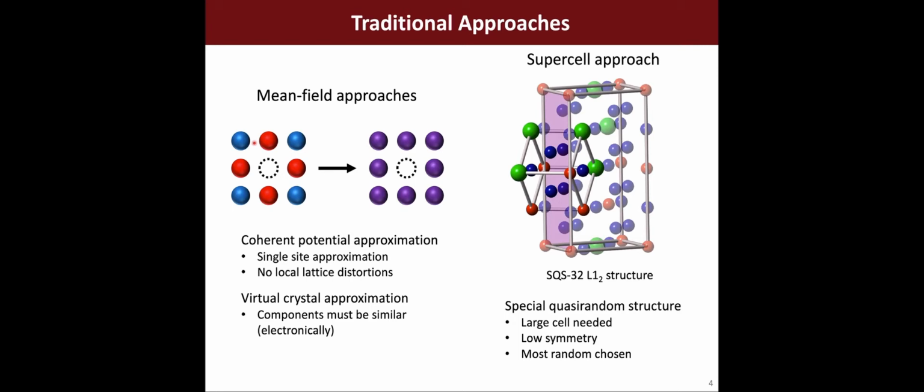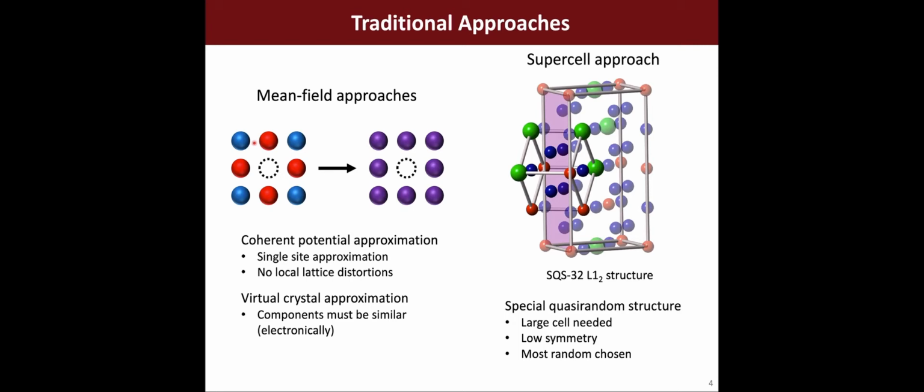Another approach that's very popular in the literature is a supercell approach called special quasi-random structure. Generally, we're going to model our system as one singular, very large supercell. It's called SQS in the literature. It's a very popular approach, and in a lot of ways has been very successful.